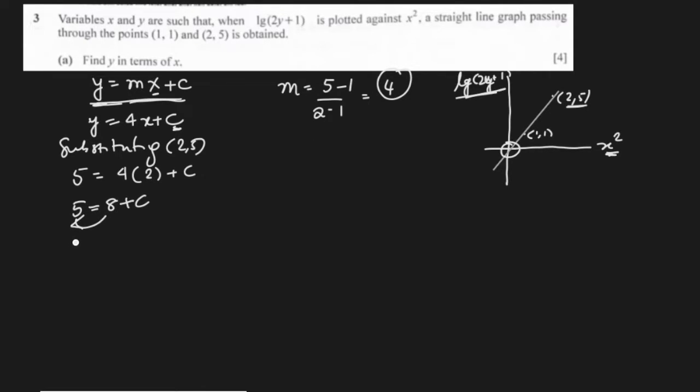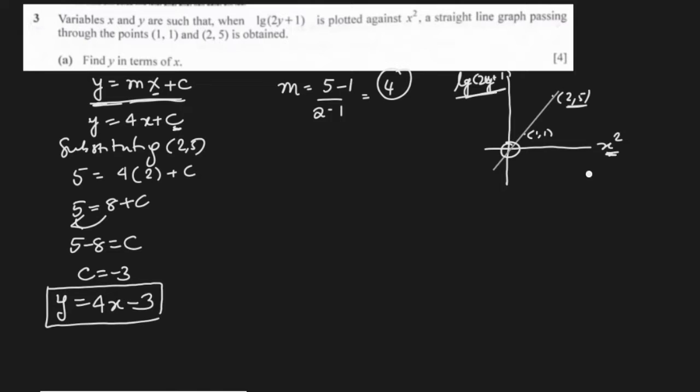Now our job is to find c. Where is it crossing the y-axis? For that, we just take an example. Let's substitute this particular point in the equation and we'll get c. So substituting 2, 5: 5 is equal to 4 times x, which is 2, plus c. 5 equal to 8 plus c, and then 8 goes to the left side, it becomes negative. 5 minus 8 equal to c, and that means c is negative 3. Our equation comes out to be y equal to 4x minus 3. This is the general equation for this straight line.